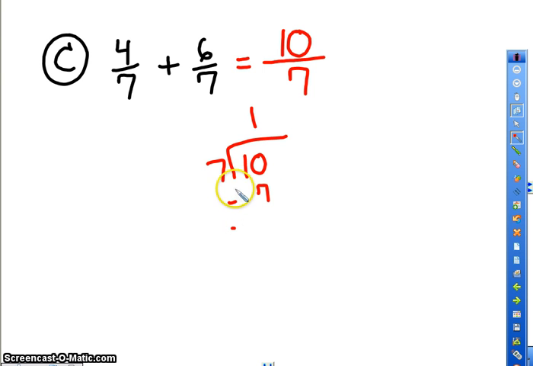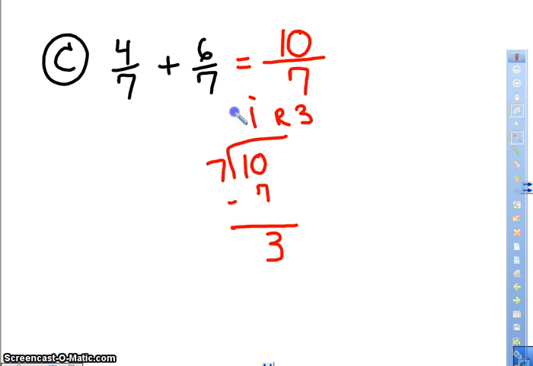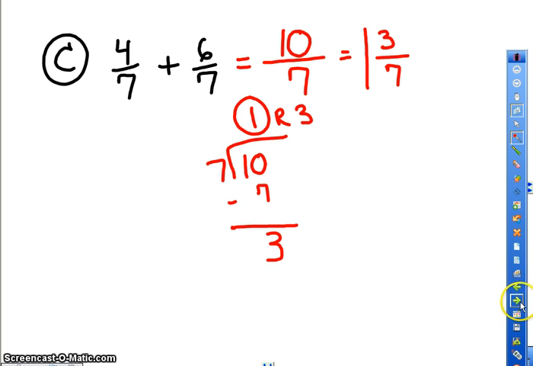When I subtract, I get 3. Okay, that is my remainder. So I have 1 remainder 3. The 1 is the whole number. That's how many whole times it can go into 10. The 3 is my numerator. That's what I have left over. And the 7 represents, once again, the parts, which are 7ths. So 1 and 3/7 is my answer.